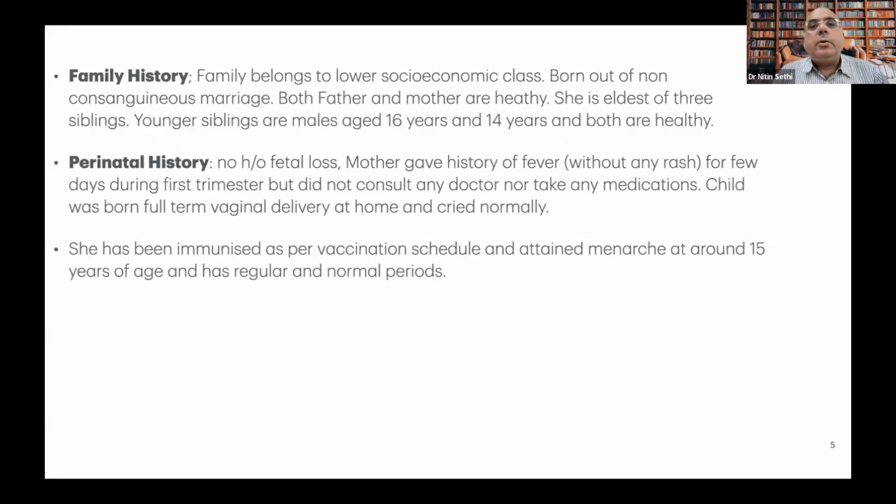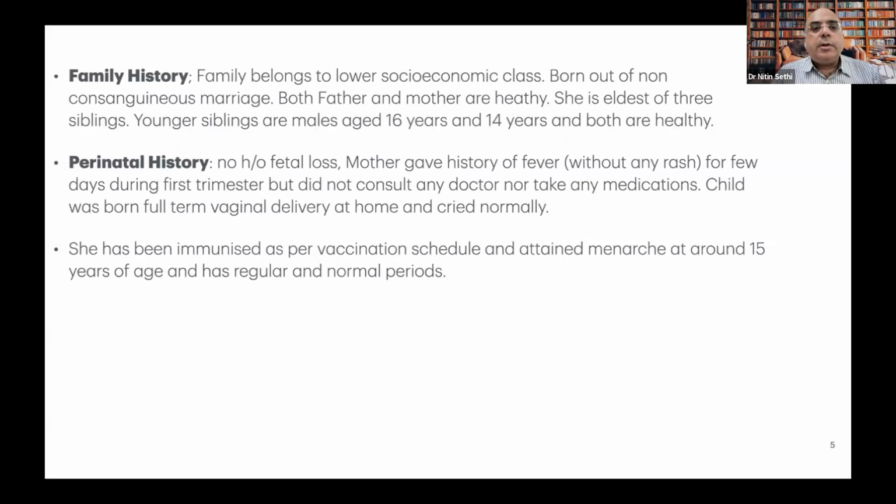The family belongs to the lower socioeconomic class. She was born out of a non-consanguineous marriage. Both father and mother are healthy. She is the eldest of the 3 siblings. Younger siblings are males aged 16 years and 14 years, and both are healthy.